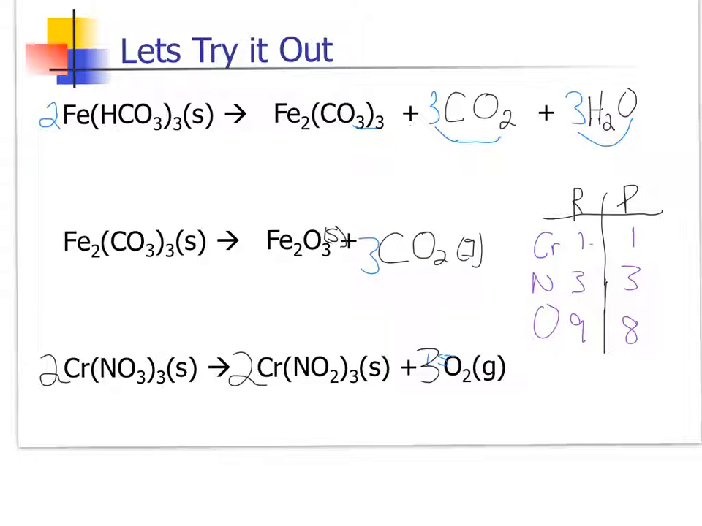I can double check this now, and I see that I have 2 chromium, and 2 chromium on the product side. Nitrogen, 2 times 3 is 6, therefore I have 6. 9 times 2 is 18, and now I see that my nitrogen is also still balanced out. The oxygen, 2 times 3 times 2, well, 6 times 2 is 12, plus 6 is 18. And it balanced out. Yay! That's what we want.